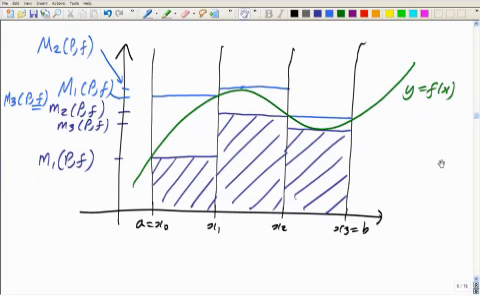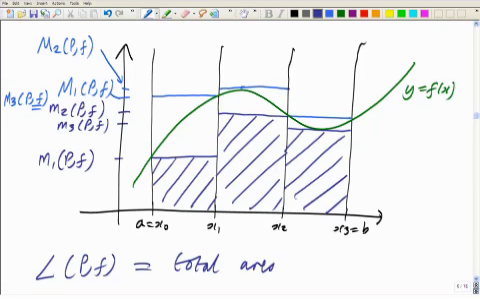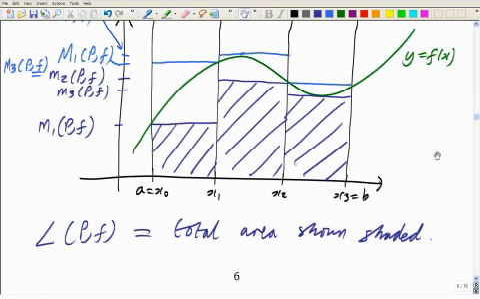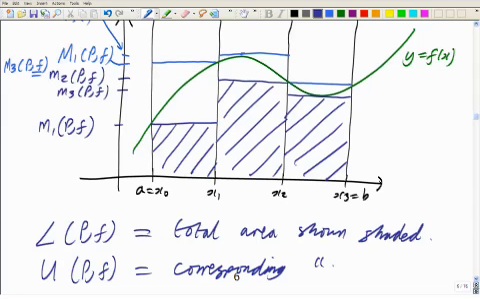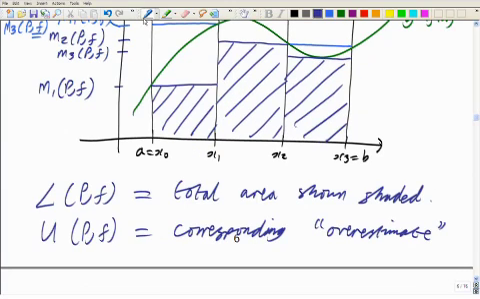And our lower Riemann sum for this one, L of P, f, is the total shaded area. It's the estimate from below, using rectangles, as closely fitting to the function as possible. And of course, the upper one, U of P, f, would be the corresponding area but using the rectangles fitting f from above. But again, I won't shade that. So that's a corresponding overestimate using the upper rectangles.